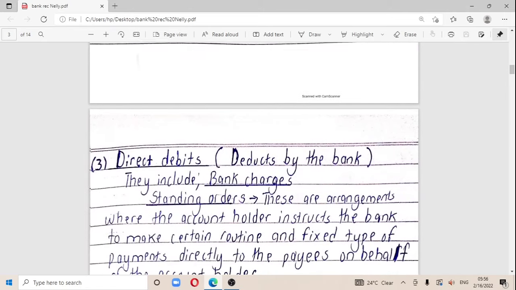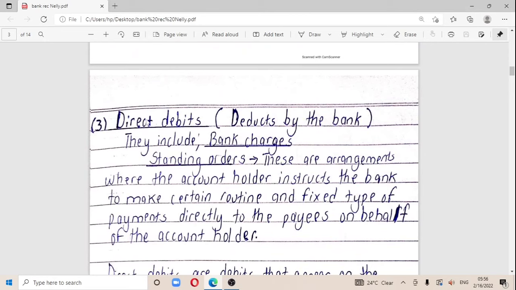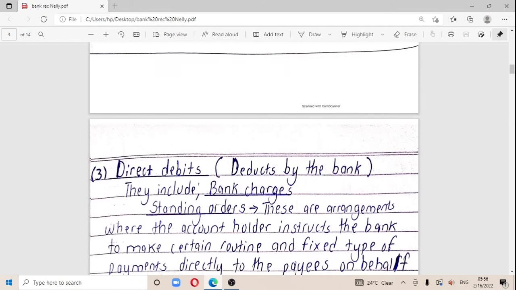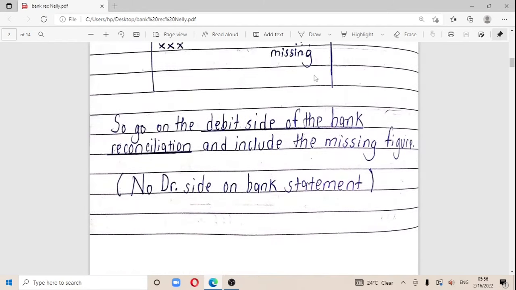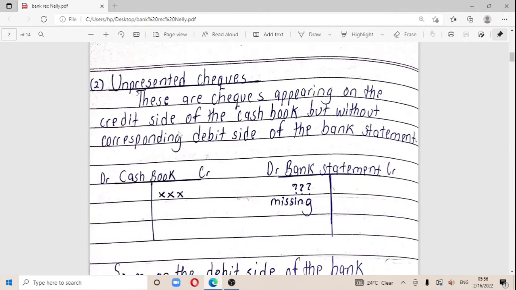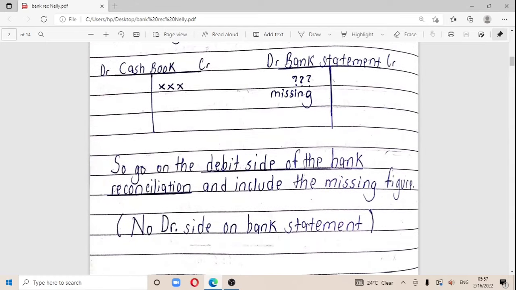So having known that, it takes us to direct debits. Whenever you hear something being direct, just know it's related to the bank. Where usually these figures are missing, that's where you're going to take them. For example, if you realize that it's missing on the bank statement, that means when you are drafting your solution, you're going to put this unpresented check under the bank reconciliation statement, and it will appear there as your debit. You're going to be seeing that.